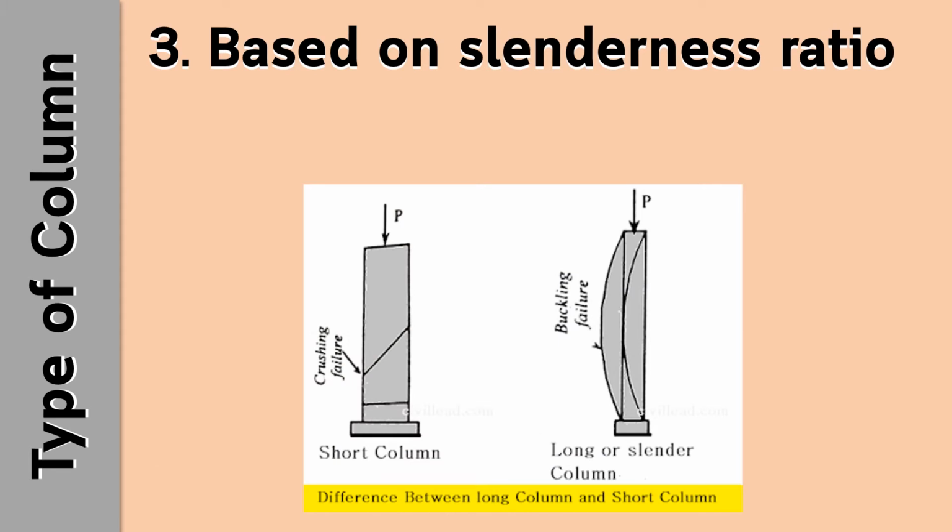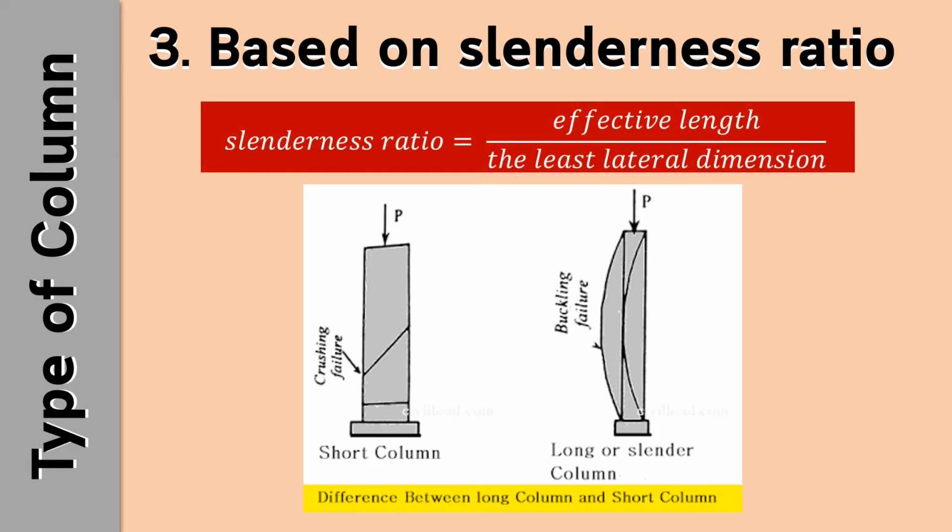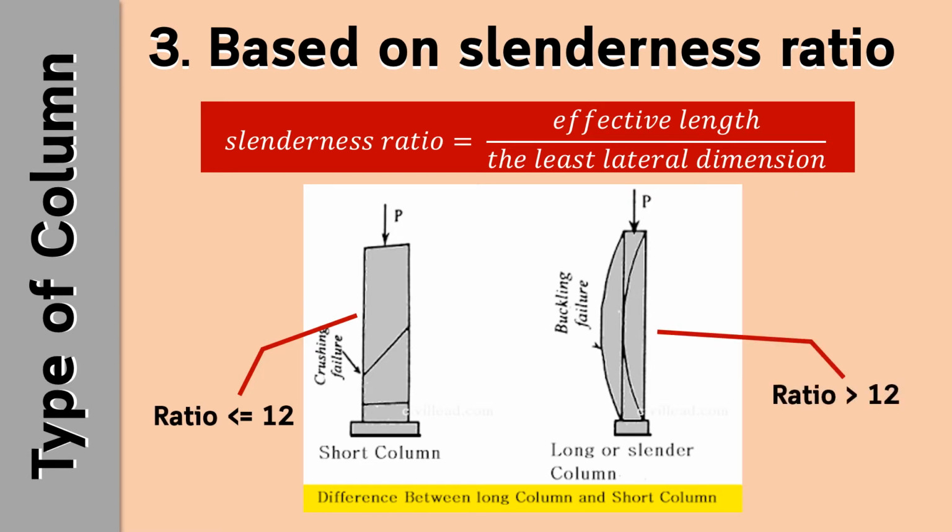Thirdly, the criteria is based on slenderness ratio. Slenderness ratio is the ratio of effective length to the least lateral dimension. If the ratio is less than 12, it is categorized as a short column. But if the ratio is more than 12, it is a long or slender column.